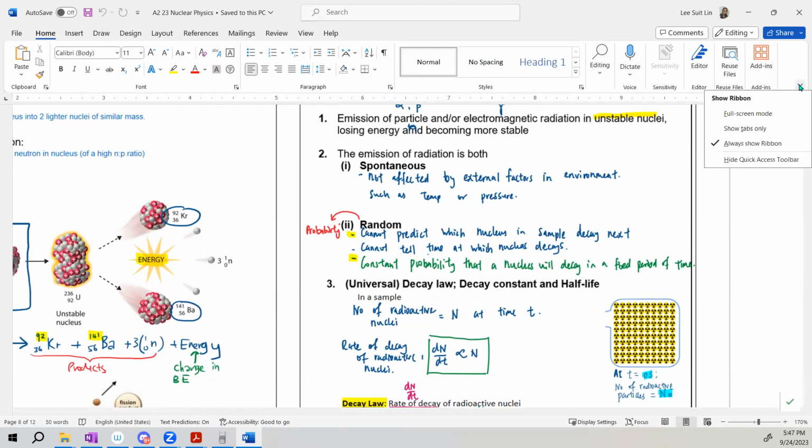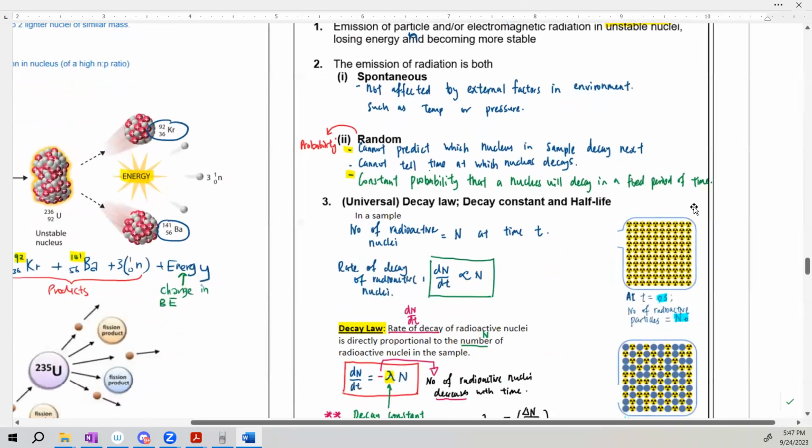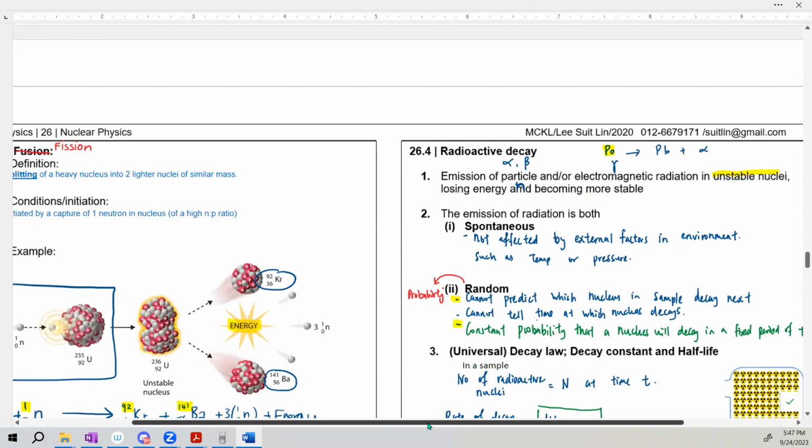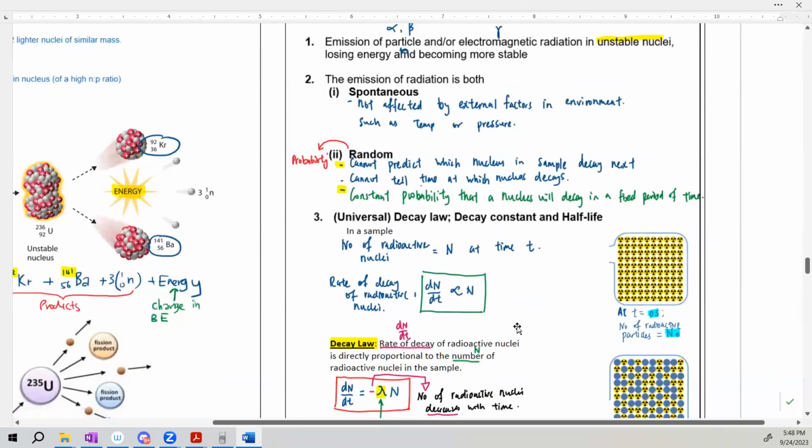Maybe I can full screen this. There we go. Okay, so always refer to your notes for the more accurate definition. Cannot tell which nucleus in the sample will decay next. Cannot tell when it will decay. Just random lah, I feel like it. It's me, I am the nucleus that's going to decay. Don't know. So basically, there's a constant probability that a nucleus will decay in a fixed period of time.